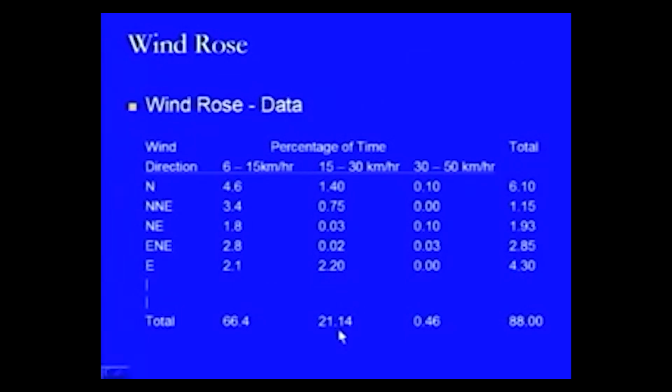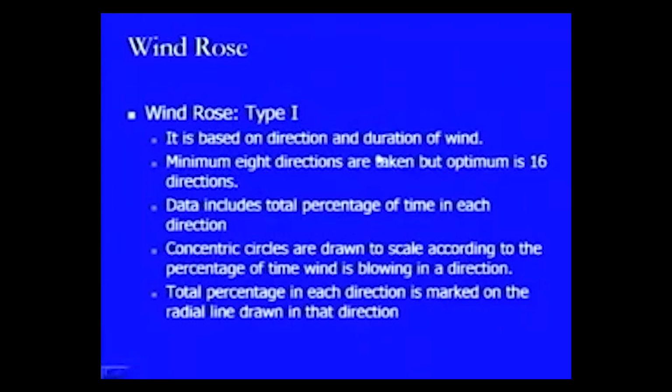So, this 12% value can be added to the wind coverage area as we find out further, and then that will help us in identifying the direction of the runways. In the case of the type 1 windrose diagram, it is based on the direction and duration of the wind, and a minimum of 8 directions and an optimum of 16 directions are taken, as we have seen, at an angle of 22.5 degrees.